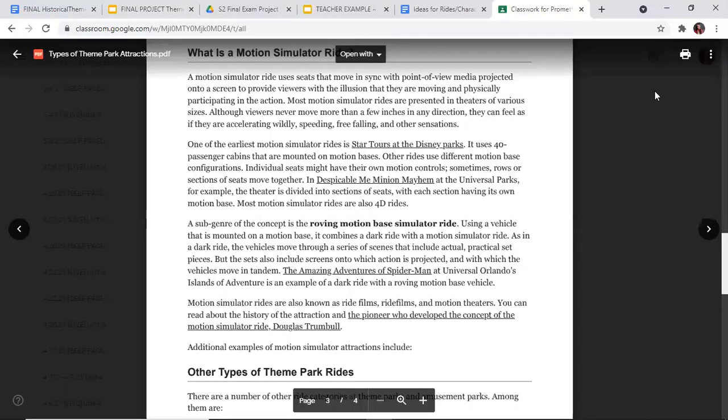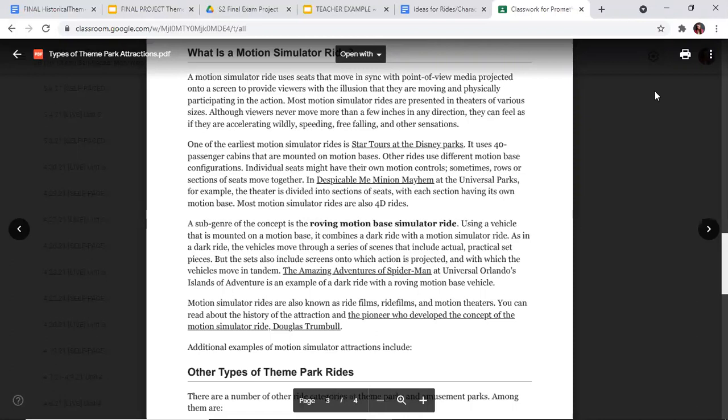Another example are motion simulator rides. These use seats that move in sync with point-of-view media projected onto a screen to provide viewers with the illusion they are moving and physically participating in the action. One of the earliest motion simulator rides is Star Tours at the Disney parks. It uses 40-passenger cabins that are mounted on motion bases. Other rides use different motion base configurations.